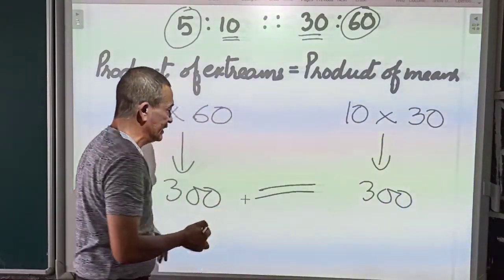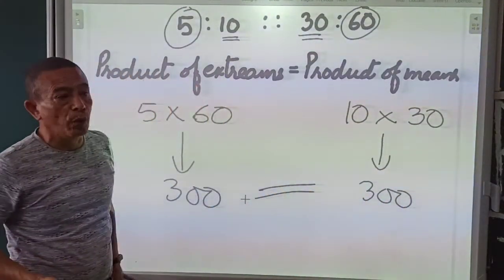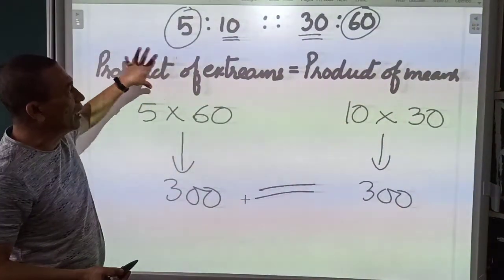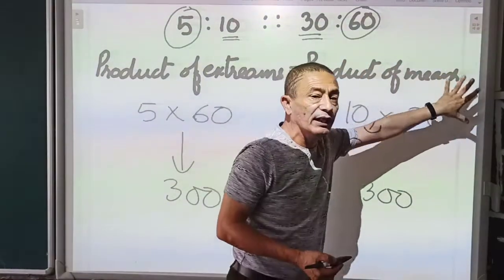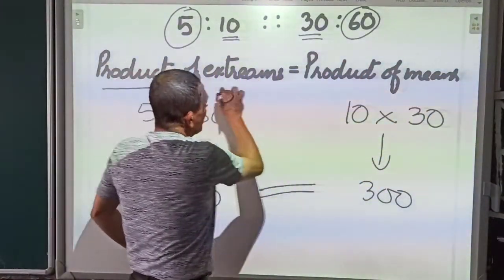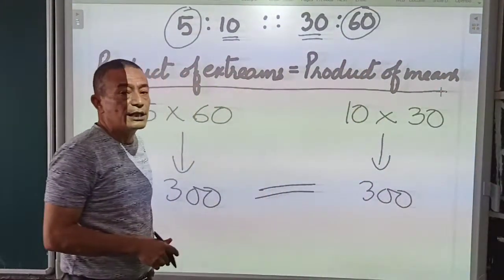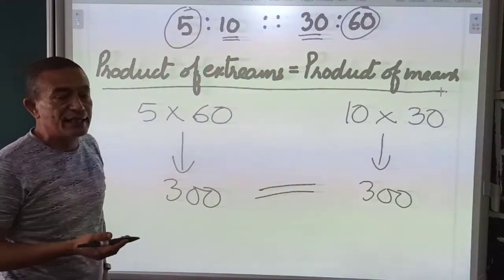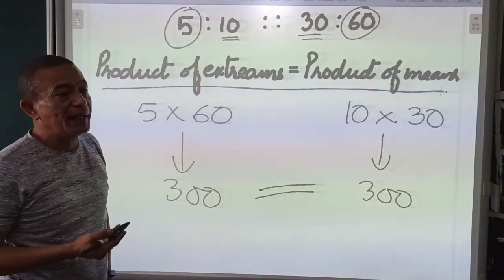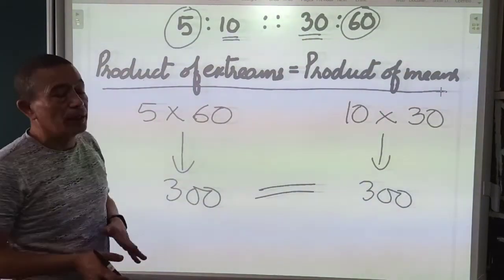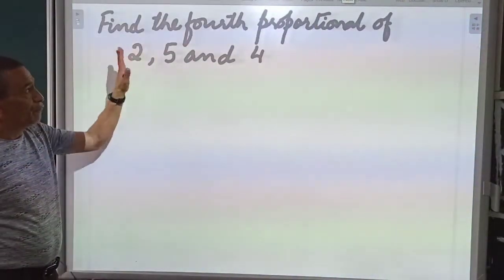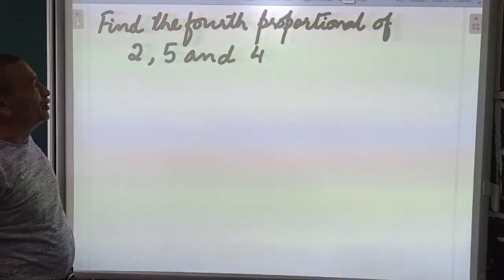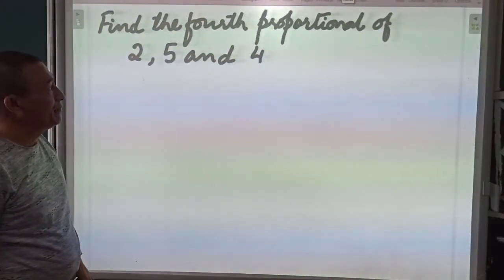So you can clearly see that these two are equal. That's why we are saying the product of the extremes will always be equal to the product of the means. This is very, very important for us because we will be using this while working out many sums. So taking the first type of sum now.